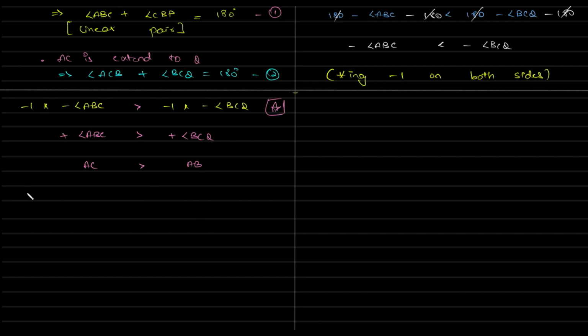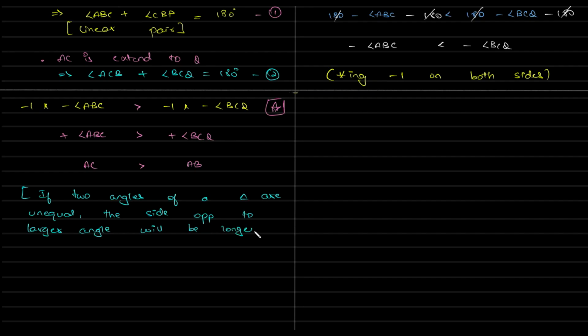Let's complete this. I need to write the statement: if two angles of a triangle are unequal, then the side opposite to the larger angle will be longest. So that's your proof.